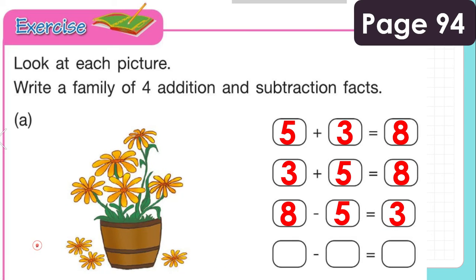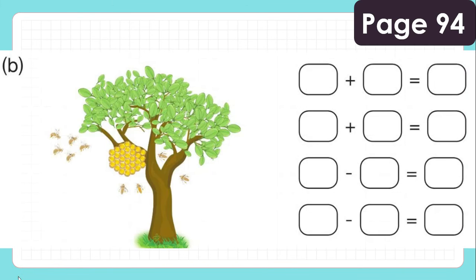Next, let's count all the flowers again and then write it on the first box. So there are 8. So we're just going to exchange this one and this one. We can get 3. So 8 minus 3 equals 5. Okay, there you go.